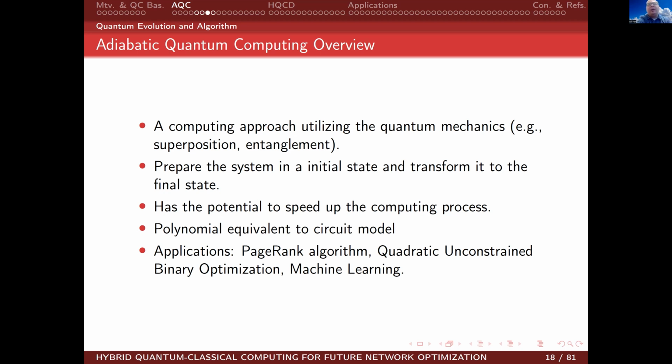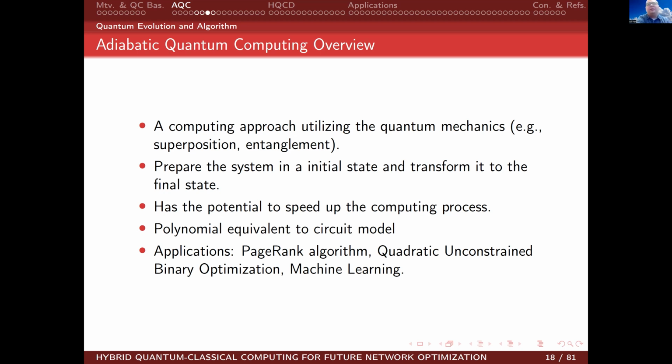First, we need to prepare the system at the initial state, and we want to simulate the system so that the simulator can evolve or transform this system by following the Schrödinger equation, so that it can evolve to the final state. And this kind of quantum dynamic simulation process has the potential to speed up the computing process, like the classical computing process.